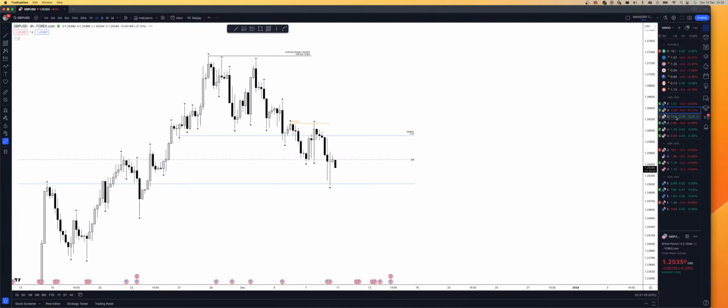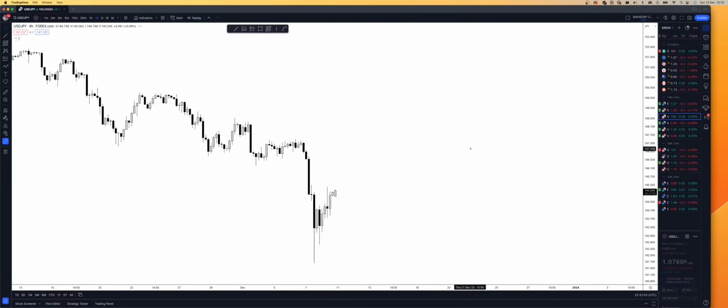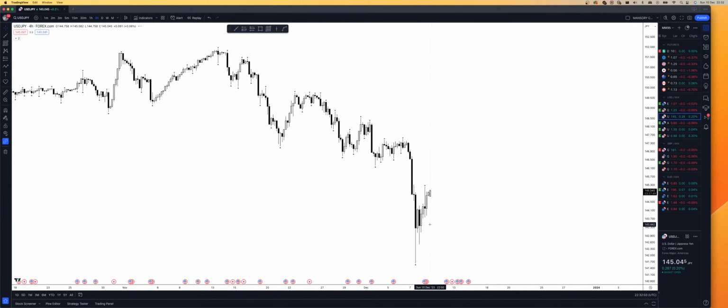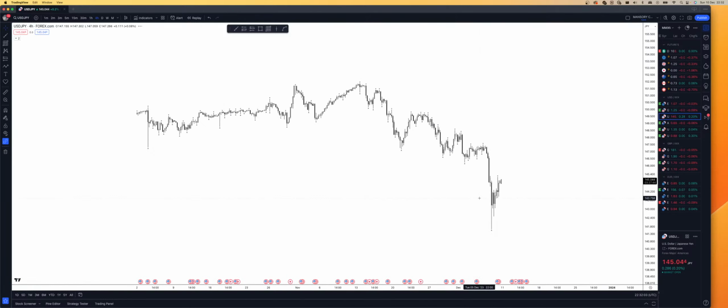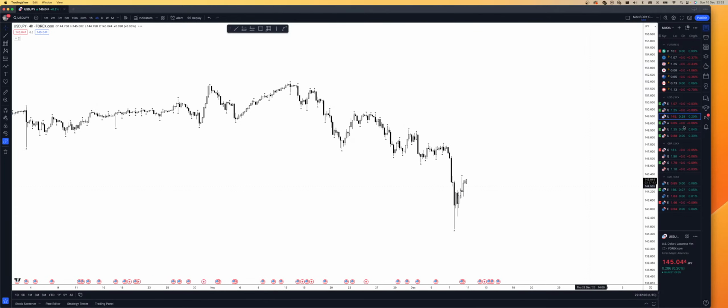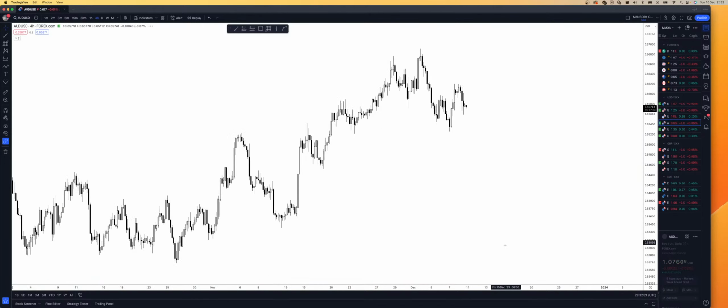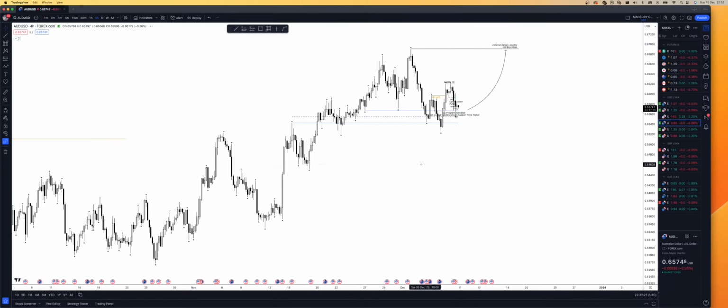Let's have a look at USD yen. If this is in a weekly fair value gap, I'm not touching it. Let's see what this loads. I'm not touching USD yen for the moment. The chart is lagging, it's all over the place.